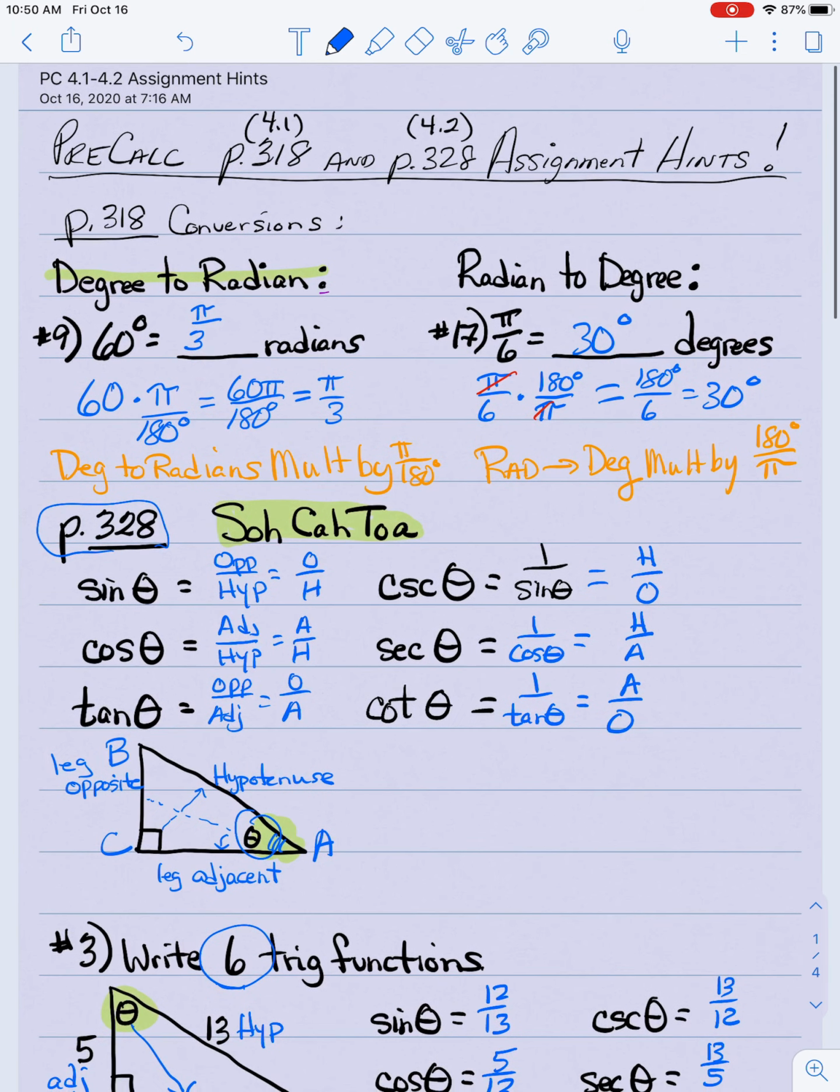Okay, so hopefully if you took time to look through this, it gave you a little help with your assignment and kind of filled in some gaps in what you might remember from Algebra 2.